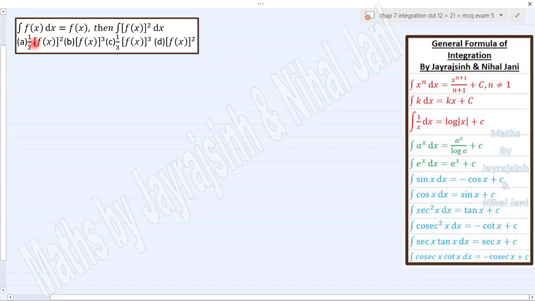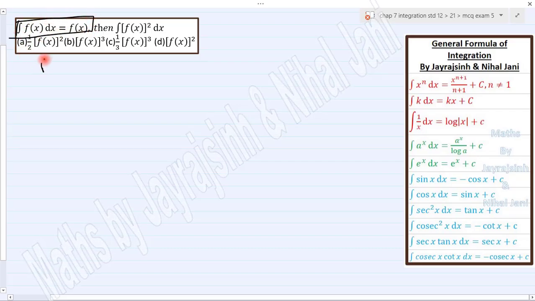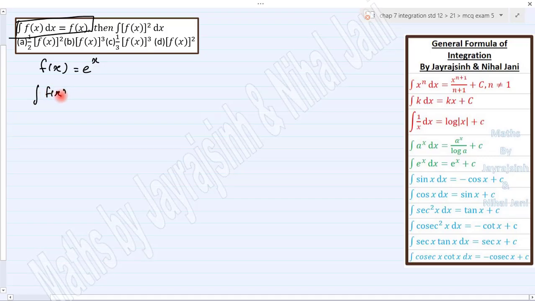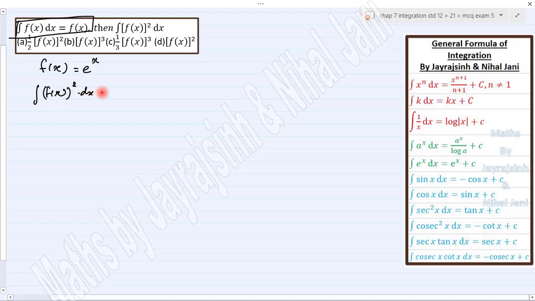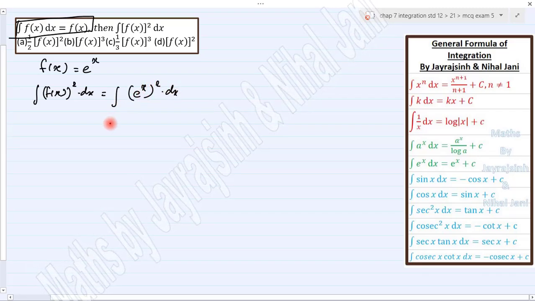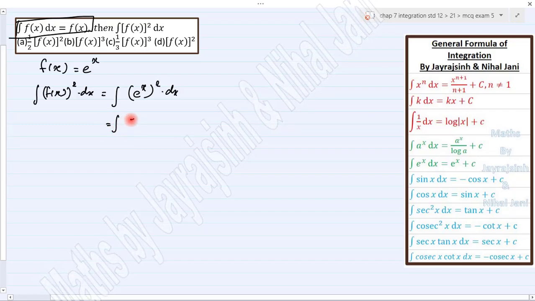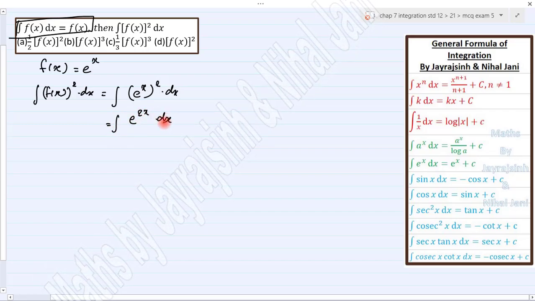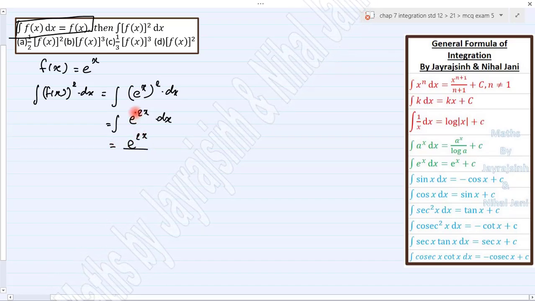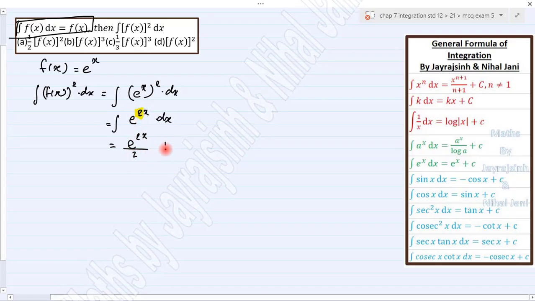Here it is given that integration of function is equal to itself, and this condition is satisfied by only one function, which is e raised to x. And we have to find integration of (f(x)) the whole square, or we can say e raised to x the whole square, which is actually e raised to 2x. Integration of e raised to 2x is e raised to 2x upon coefficient of x, which is 2, plus c.